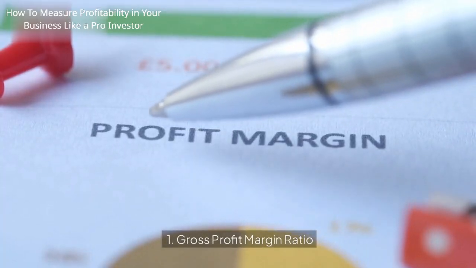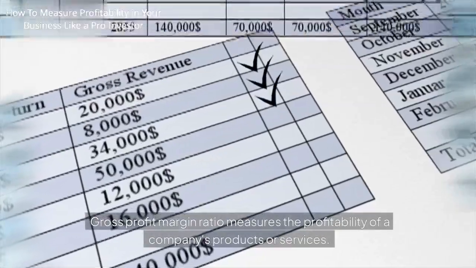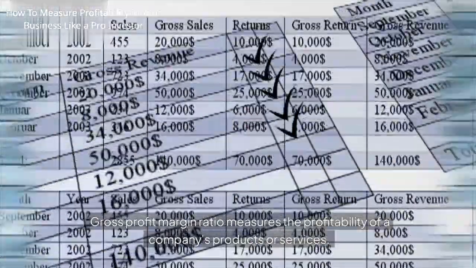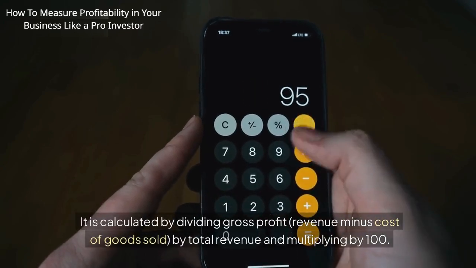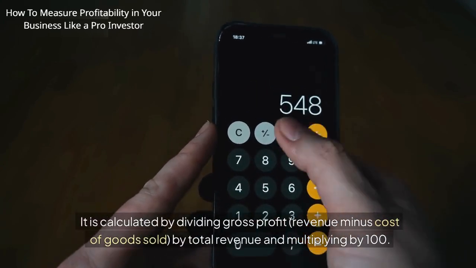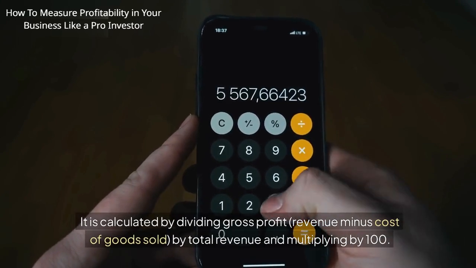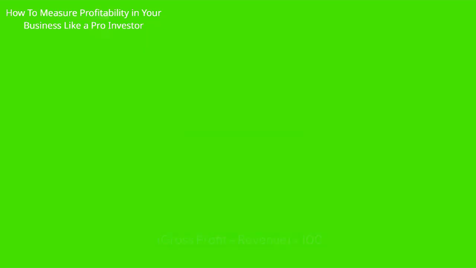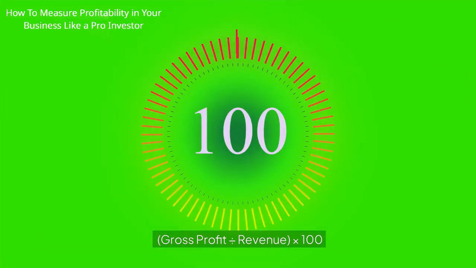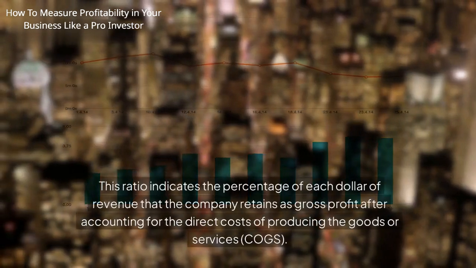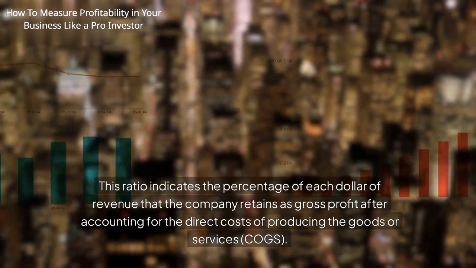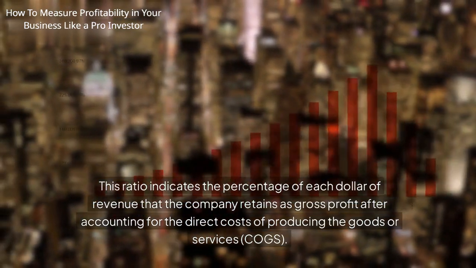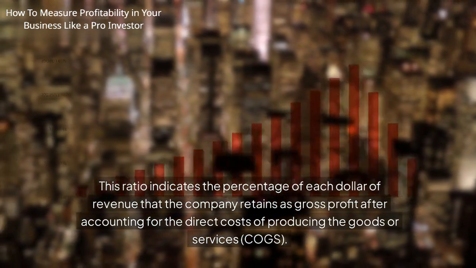1. Gross profit margin ratio. Gross profit margin ratio measures the profitability of a company's products or services. It is calculated by dividing gross profit, revenue minus cost of goods sold, by total revenue and multiplying by 100. Gross profit divided by revenue times 100. This ratio indicates the percentage of each dollar of revenue that the company retains as gross profit after accounting for the direct costs of producing the goods or services, COGS.